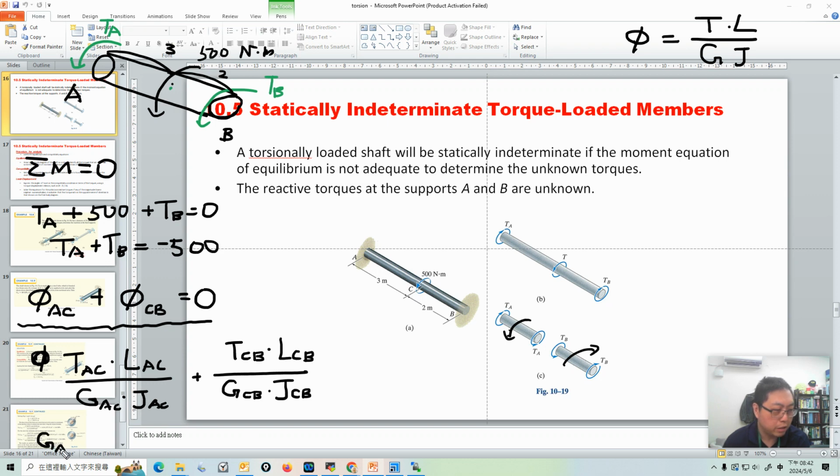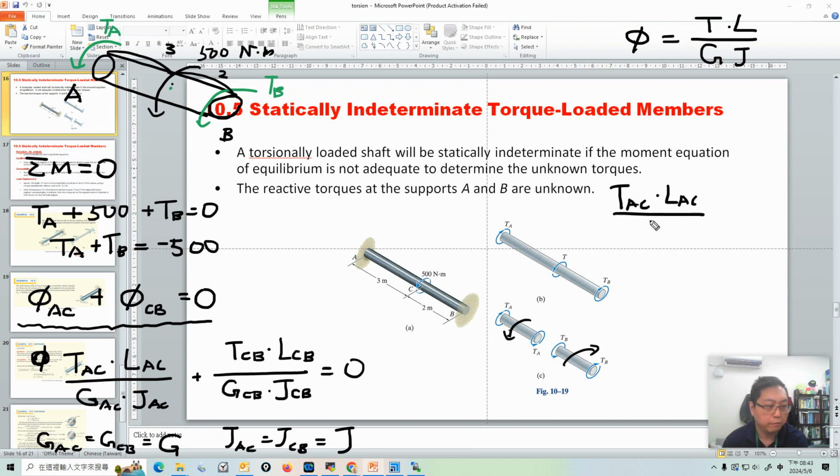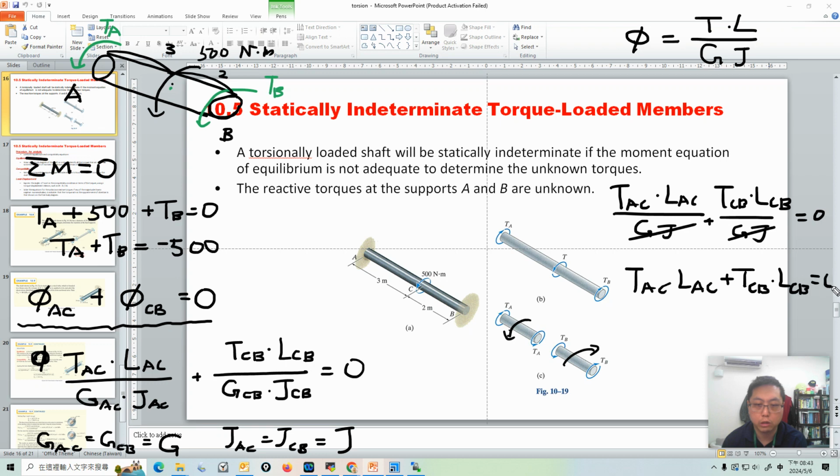So G_AC equals G_CB equals G. Let's assume the shear modulus is G. And the cross-sectional area doesn't change along this bar, so J_AC equals J_CB, and we just call it J. Here the equation will become T_AC times L_AC divided by GJ plus T_CB times L_CB divided by GJ equals 0. We multiply by GJ on this equation. So you will finally have T_AC times L_AC plus T_CB times L_CB equals 0.